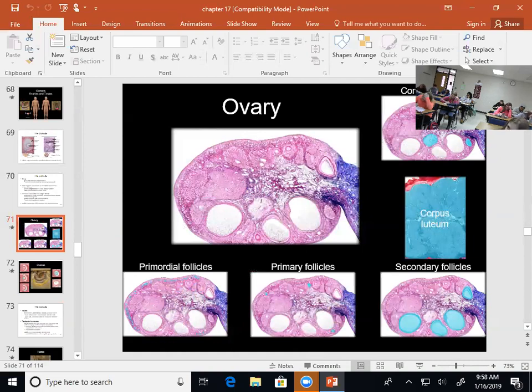And what I want you to know is that these follicles that become the corpus luteum end up producing estrogen and progesterone. Have y'all heard of those things? They produce what we consider to be female sex hormones that are necessary for female secondary sexual characteristics. They're also necessary from this corpus luteum to sustain the pregnancy in the first trimester.